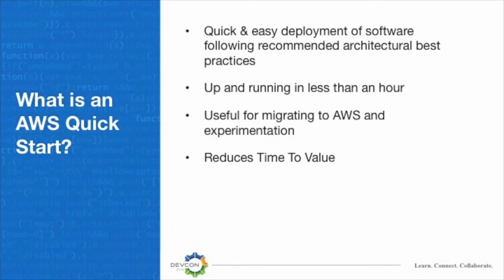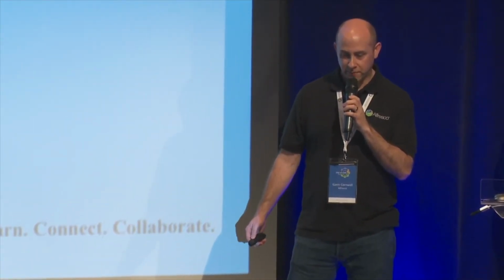So what is an AWS quick start? Well, it's a way of quickly and easily deploying software by following architectural best practices at AWS, which tell you how to do things. There are guidelines of being up and running in less than an hour, and they're really useful for migrating systems to AWS and just for general experimentation. There's a whole suite of quick starts out there, so there are all sorts of different systems that you can load up, and Alfresco are lucky enough to have one of those on the quick start page, which we'll take a look at in a minute.